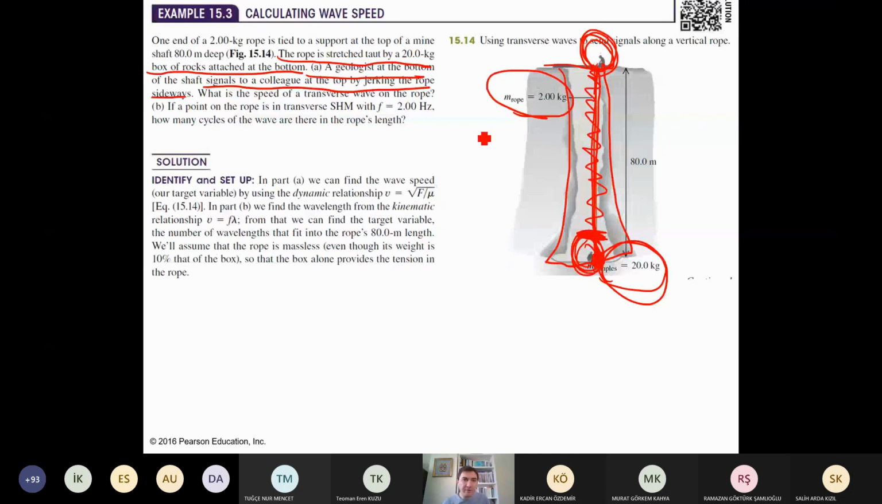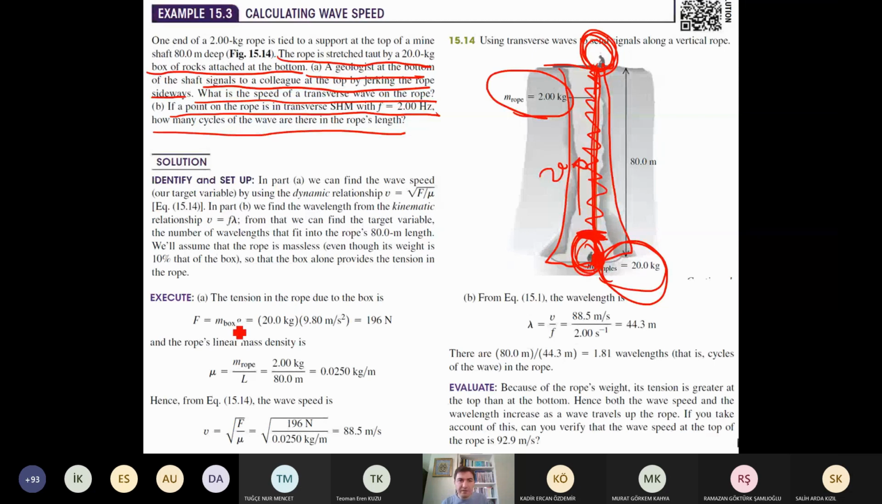What is the speed of the transverse wave on the rope? The speed of the wave is asked. If a point on the rope is in transverse simple harmonic motion with frequency 2 Hz, how many cycles of the wave are there in the rope's length? Then what about the speed? Speed is given with this expression, which we have discussed in the previous transparencies. So I have to find the tension in the rope, and I have to find the mu, mass per unit length, okay?